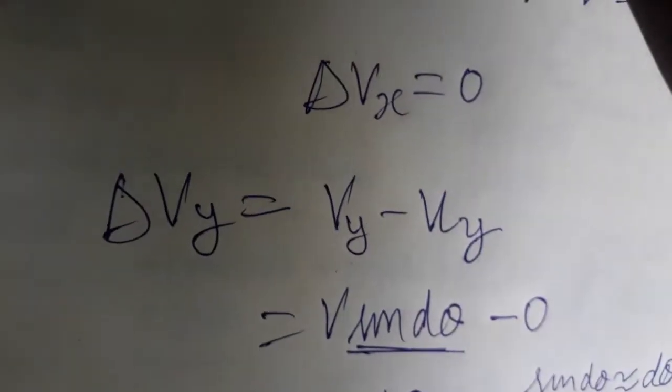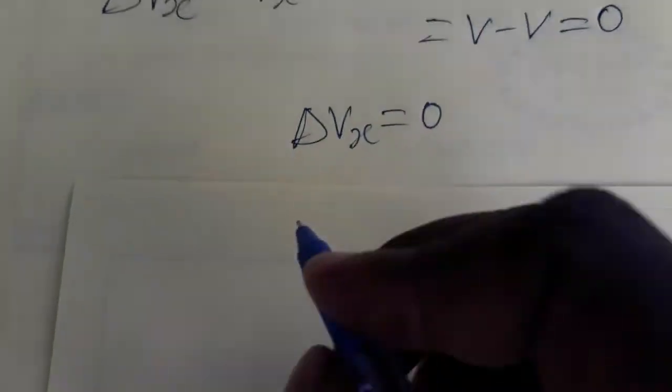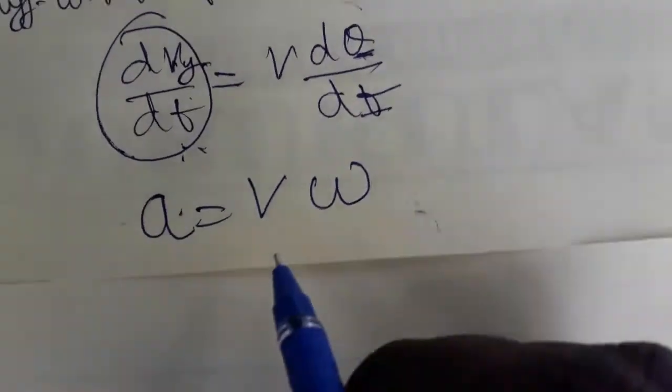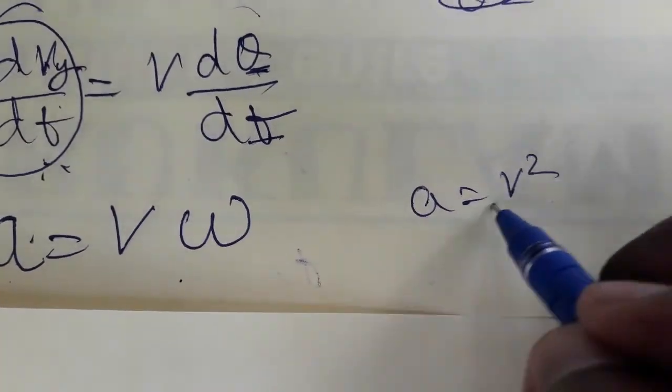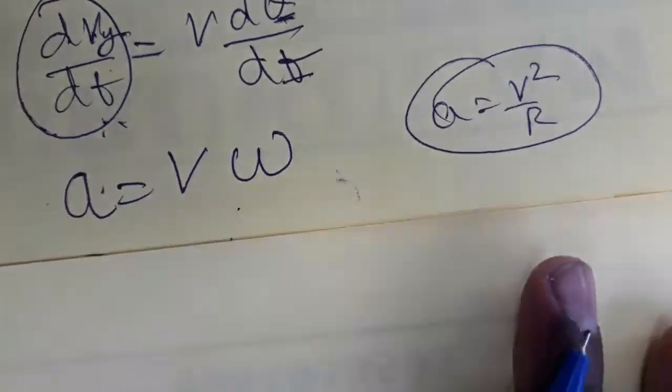So far we have got this much of the equation, and we are going to continue from here. We got a equals v omega. Actually, a equals v square by r is the final equation, but we have not reached the final equation yet.